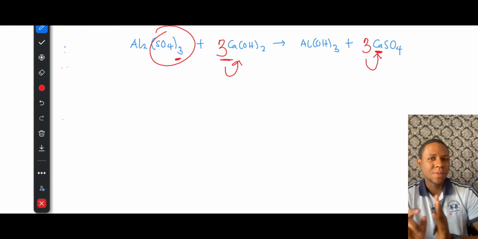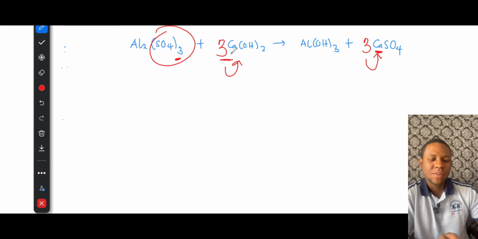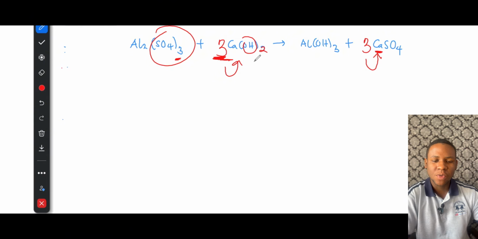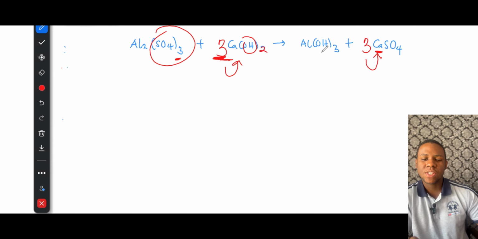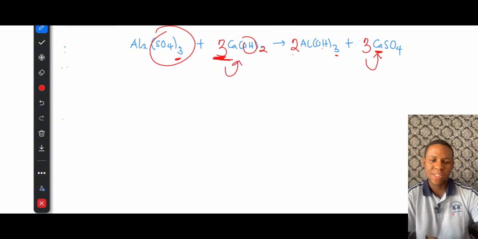Did you see the steps I'm taking? I'm not rushing. I'm doing it one after the other. So now that you have put a 3 in front here, it would mean that your OH would become 3 times 2, which is 6. And that would mean you are going to have to make OH6 on the right-hand side by putting a 2 here. I would multiply this 3 to make the OH6.